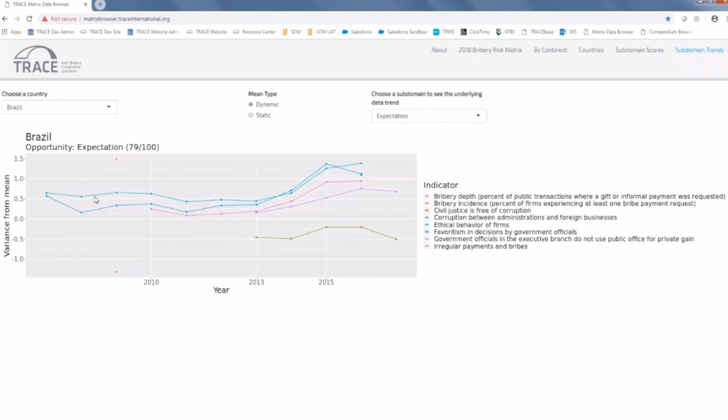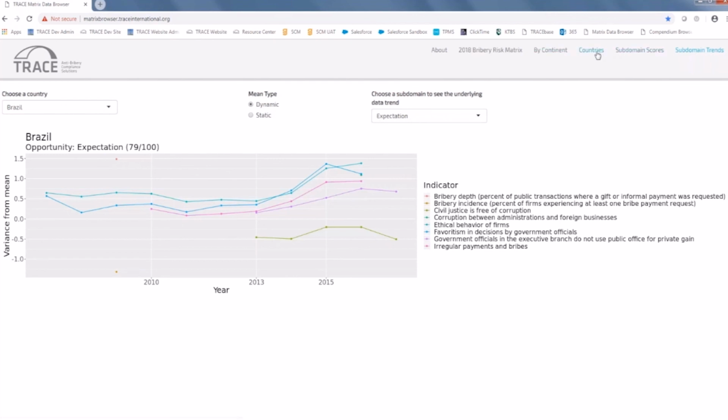So this one's interesting. In Brazil, expectation has always been a contributor to the bribery risk in Brazil. It looks like there's one data point back here in 2009. The World Bank seems to have found that there was a low percent of firms experiencing at least one bribe payment request. At the same time, bribery depth, the number of public transactions where a gift or informal payment was requested, that was very high.